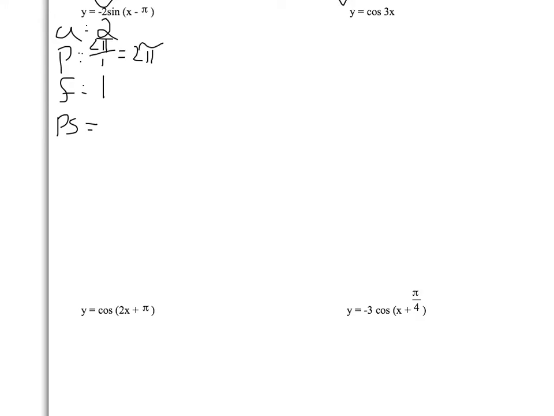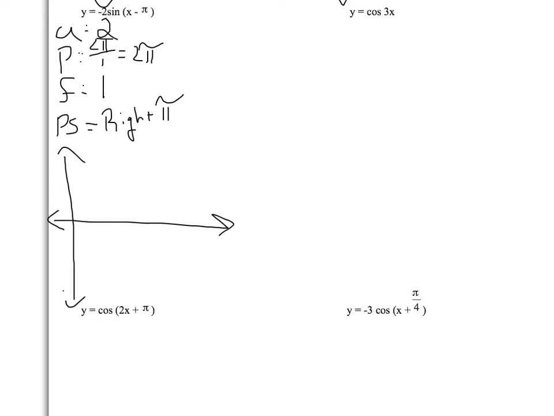This time we have a phase shift. Since it's minus pi, it means I'm moving to the right pi. So when I go to graph this, again I see my amplitude is at 2.